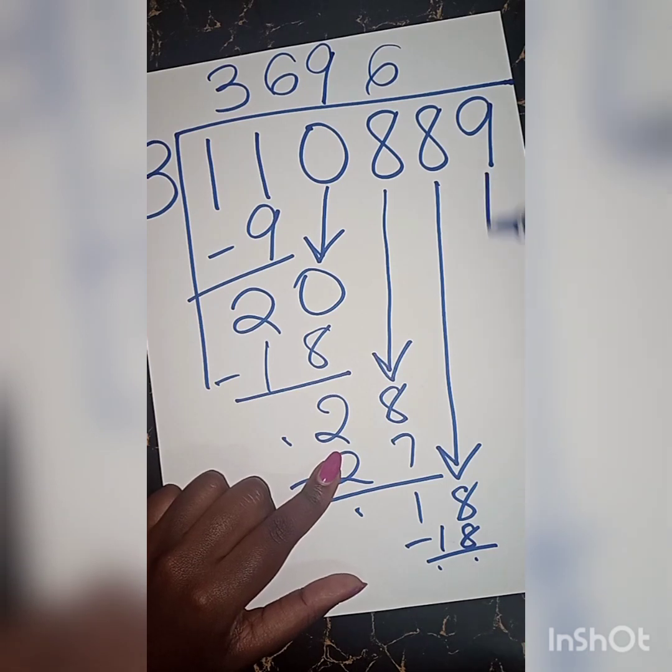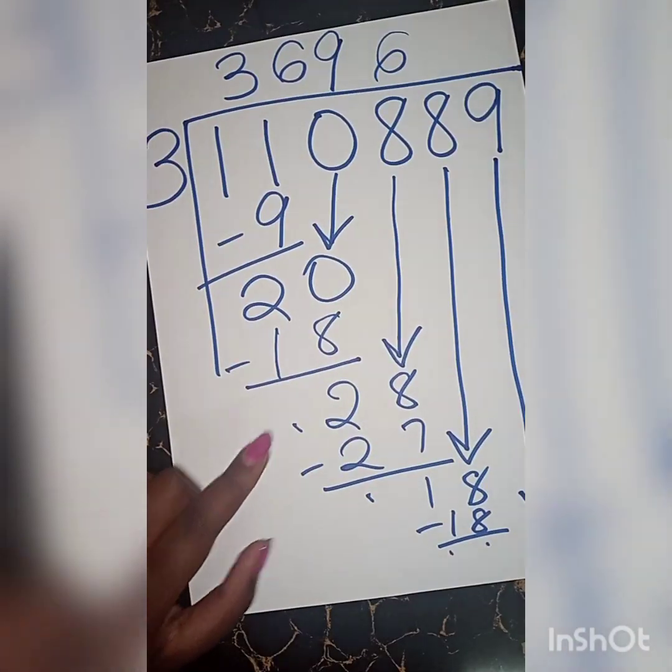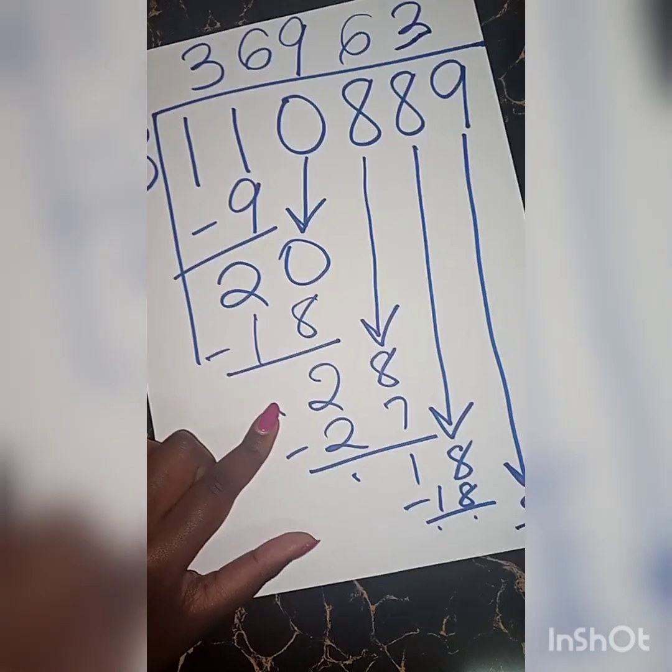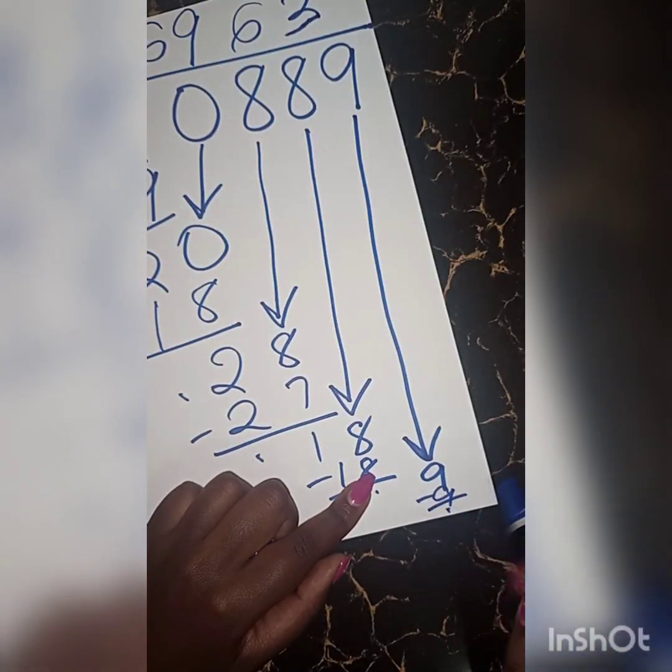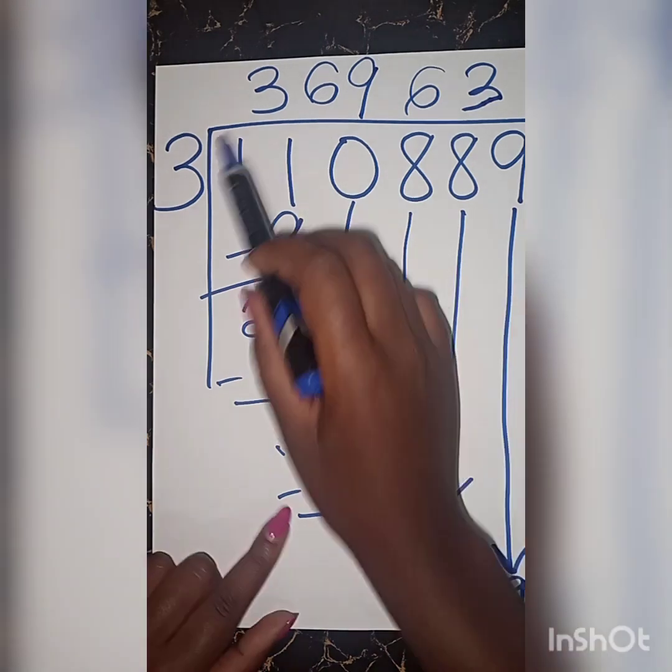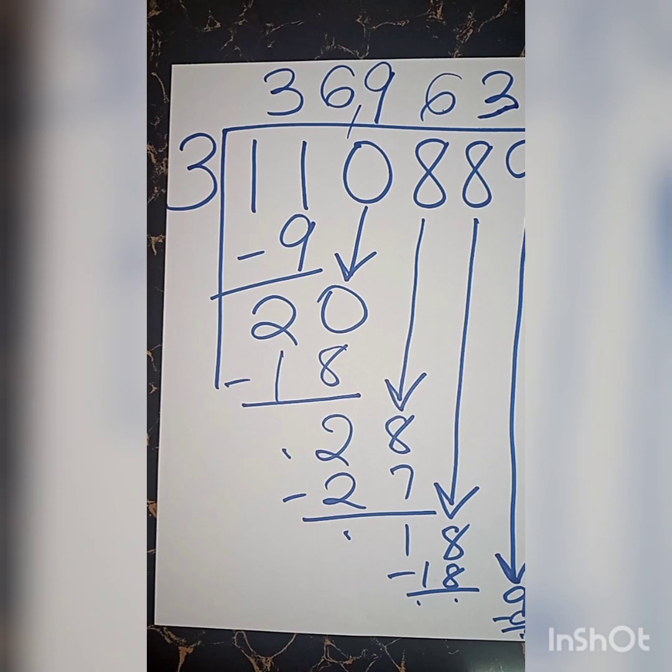Okay? The final step is to drop this 9. 9 is here, so we'll write a 3 here. 3 times 3 is 9. And 9 minus 9 is 0. Okay? So this is the answer to that question. Do you see how easy that was? That was quite easy, right?